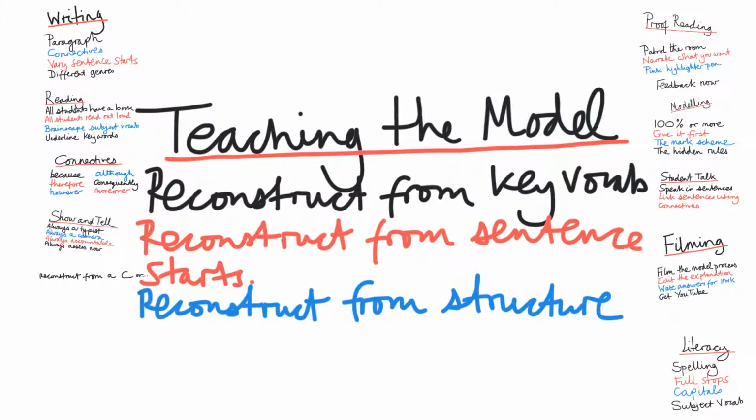Another way to do it is just give them the topic sentences of each paragraph, maybe with a bit of key vocabulary afterwards, but the topic sentences will help them structure the answer and hopefully remember what went in each paragraph after the topic sentence.